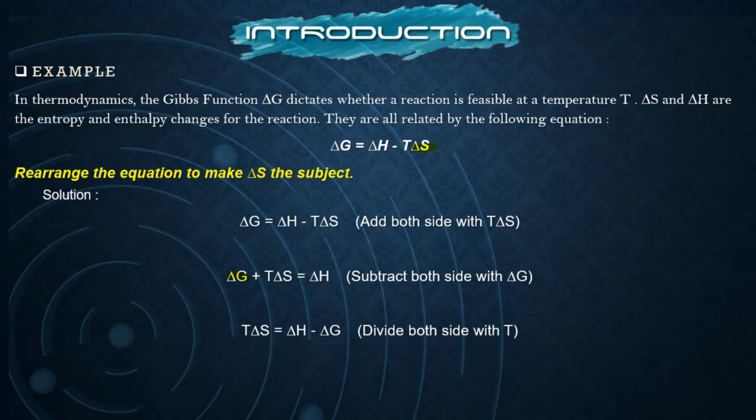Lastly, after we move delta G to the right hand side, we need to eliminate this T on the left hand side and move it to the right hand side. So what we need to do is divide both sides by T. So the final answer that we will get is delta S equals delta H minus delta G over T. Later on, you will see more complex examples afterwards.